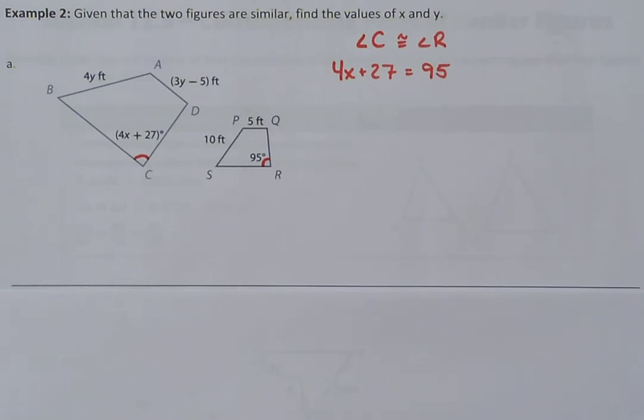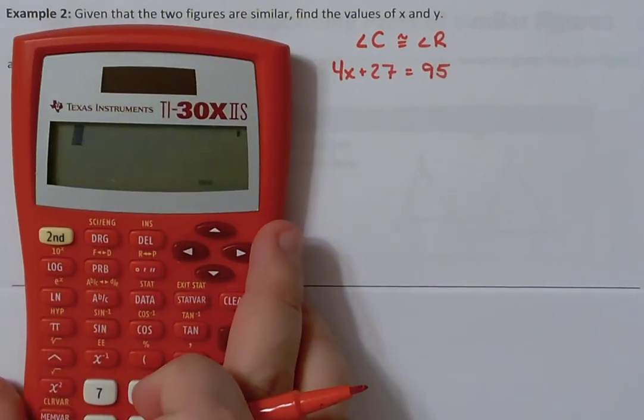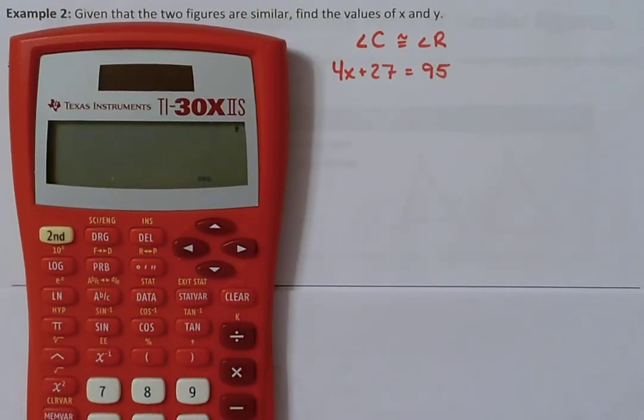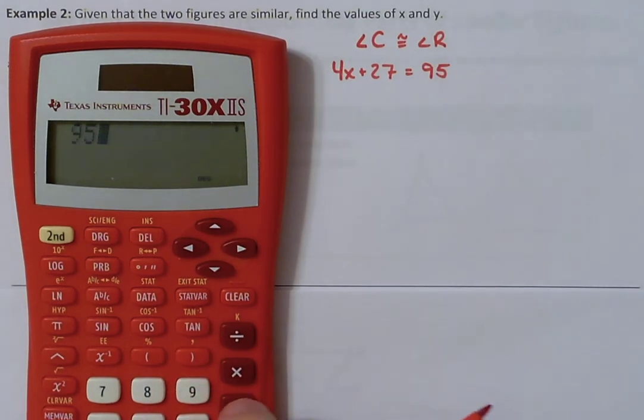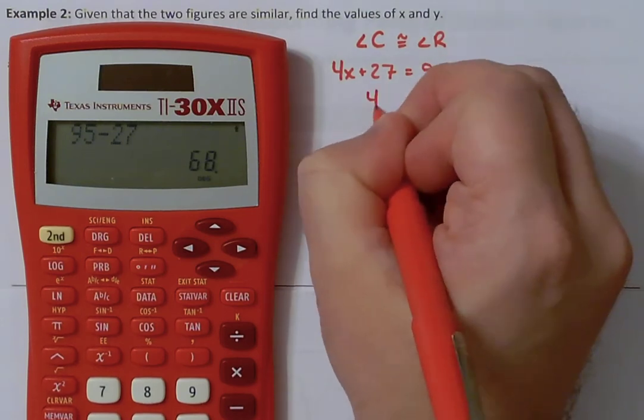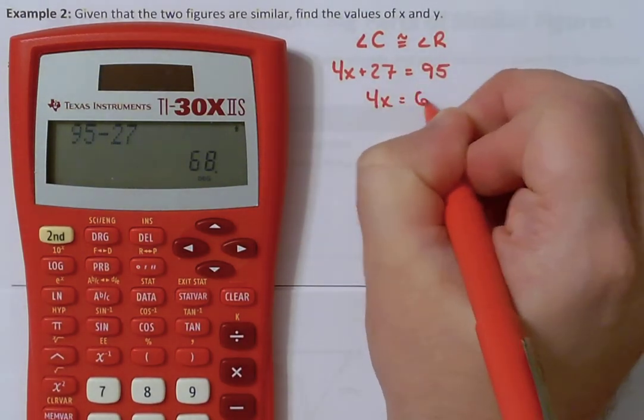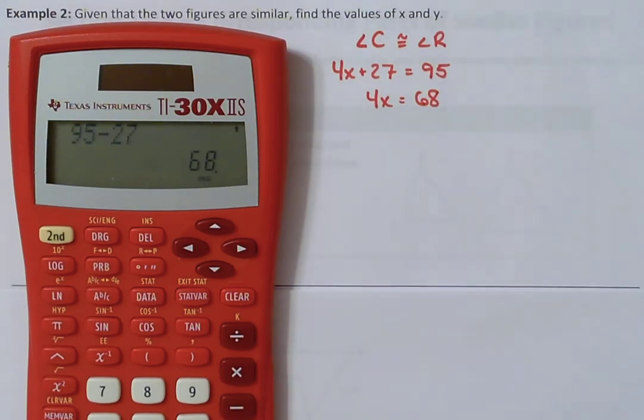So we're going to use our algebra skills of subtracting, then dividing to solve for x, to then figure out what the value of x is. So first step is to subtract 27. So 95 minus 27 is going to be 68. So we have 4x equals 68.